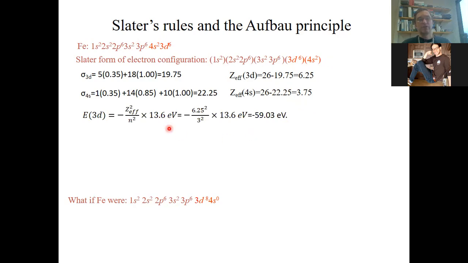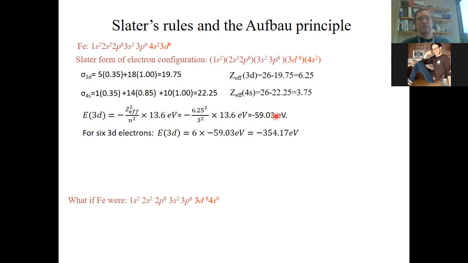We can now calculate the energy of the 3d electrons. So that's now the effective nuclear charge squared over the quantum number n squared times 13.6 electron volts. For the 3d electrons, we calculated that the effective nuclear charge is 6.25. So we have minus 6.25 squared over the quantum number n, which is 3 squared, because we're looking at a 3d electron here. So times 13.6 electron volts, and that's minus 59.03 electron volts.